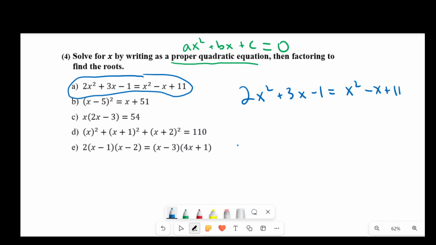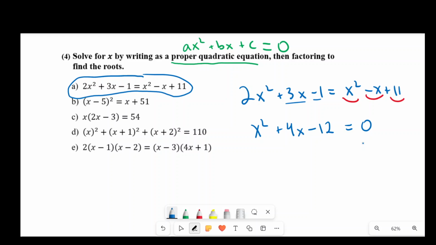So I'm just going to collect like terms. So I'm going to subtract x squared. So 2x squared minus 1x squared is 1x squared. Then I'm going to add x. So 3x plus 1x is 4x. And then I'm going to subtract 11. So negative 1 subtract 11 is negative 12. And that leaves me with 0 on the right side.